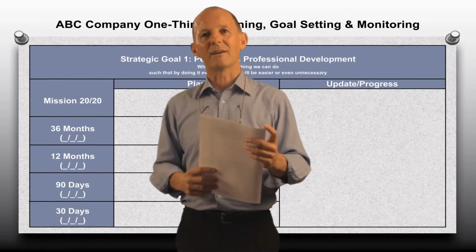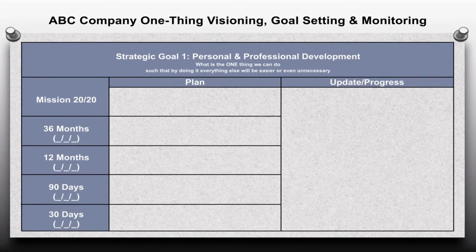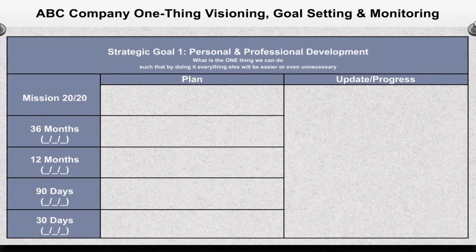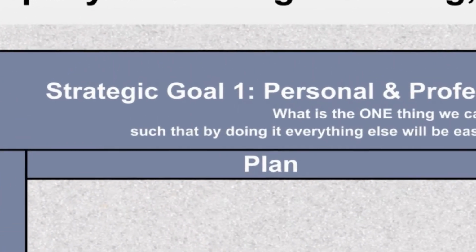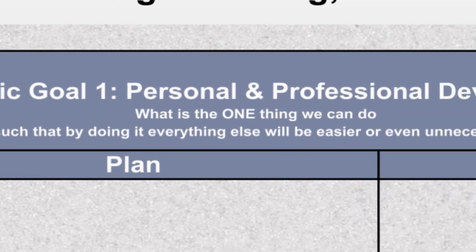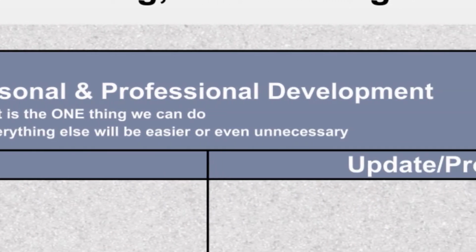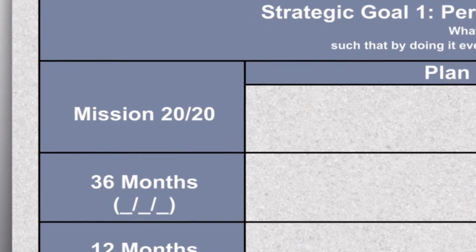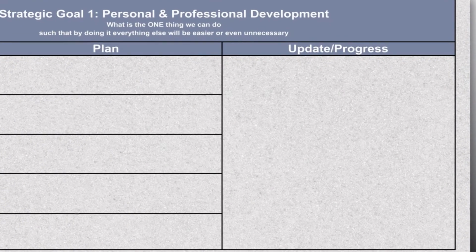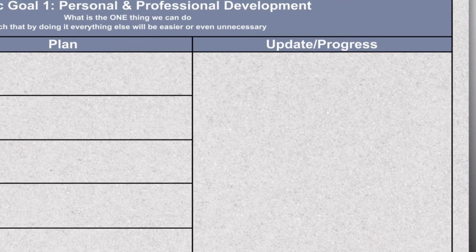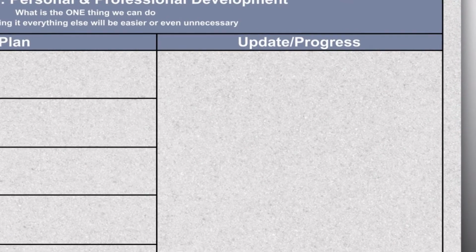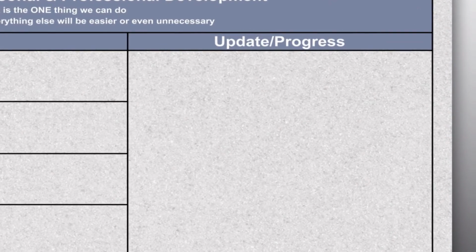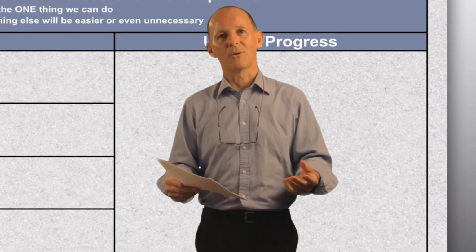The third slide and thereafter is when we talk about strategic goals. So you can see in this slide, we talk about a particular goal, so personal and professional development is the example that I put up there. We'd have a mission 2020 or mission 2025, whatever. It's 5 to 10 years out. We have a 36-month goal, 12, 90 days and 30 days. And then you have an update progress box where you have the opportunity for your monthly review to write down what was the update, what progress we made, what learning has taken place, and so on.